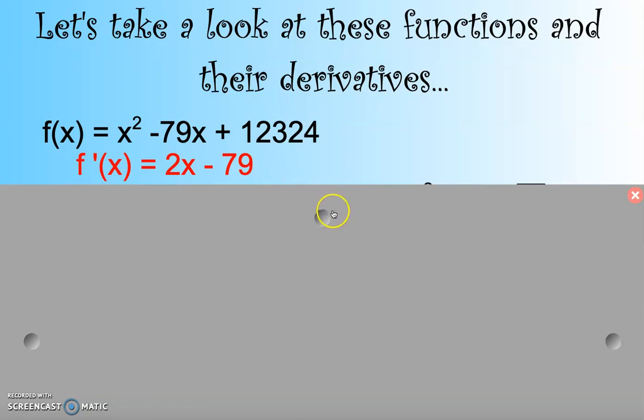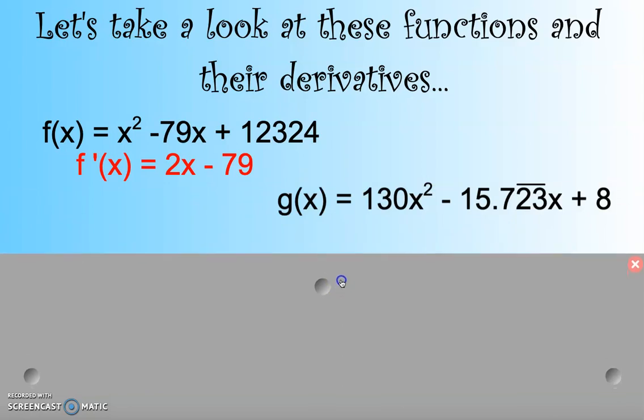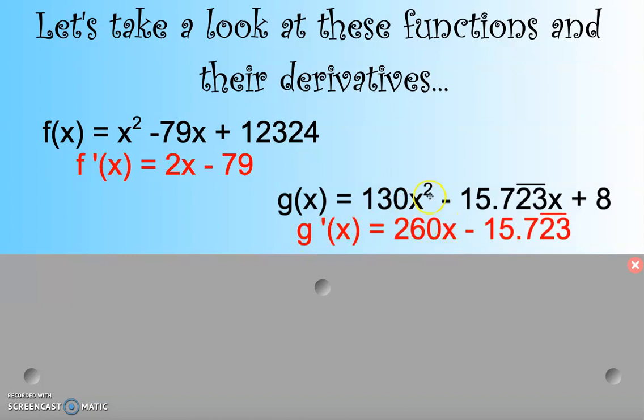Let's take a look at another function. Here's g of x. Now g of x looks frightening. It's 130x squared minus 15.723, only the 23 is repeating, x plus 8. If you're in the shortcut club, you know g prime of x, the derivative of g of x, is 260x minus 15.723 with just the 23 repeating. All right, let's take a look at one more problem before we talk about this club.